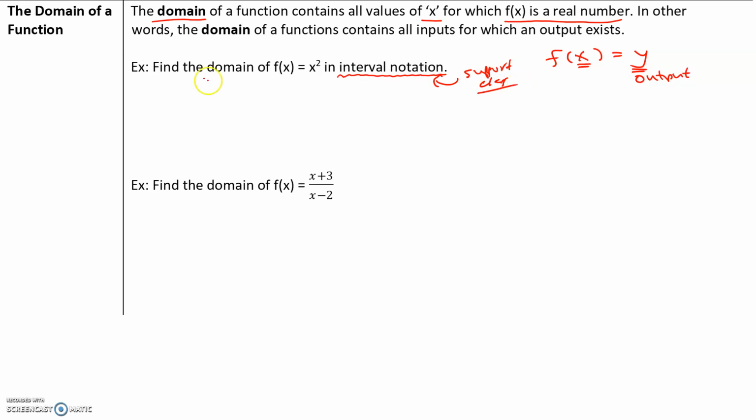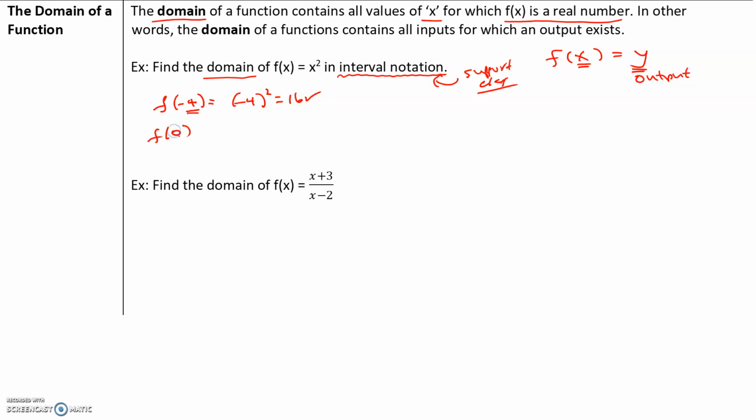But right now, let's just focus on domain. The domain consists of all the values of x for which, when you plug them in, you get an answer. So let me just try some random numbers. Let's try -4. If the input is -4, then my output is x squared, which is (-4) squared. That's 16. If I get an answer, that means -4 is in my domain.